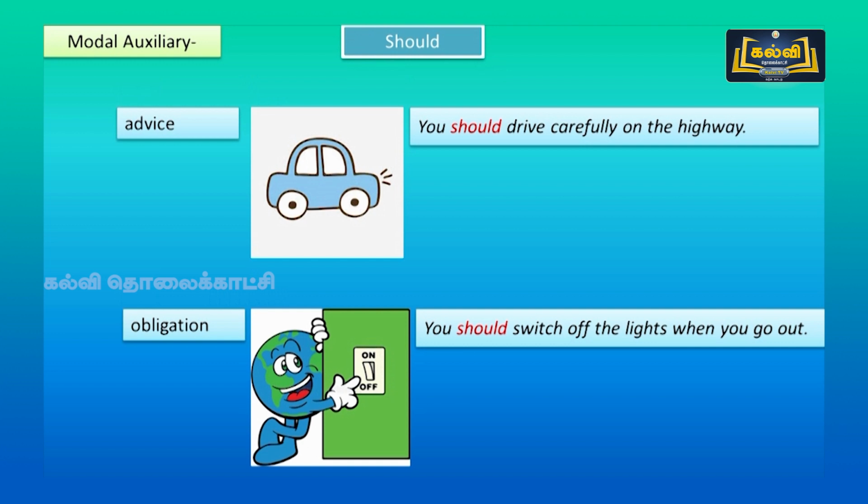Right, look at the sentence. You should drive carefully on the highway. So confirmation. You should drive carefully on the highway. It may be a bit kind of advice, but you have to be careful on the highway. Right, going to the next one.